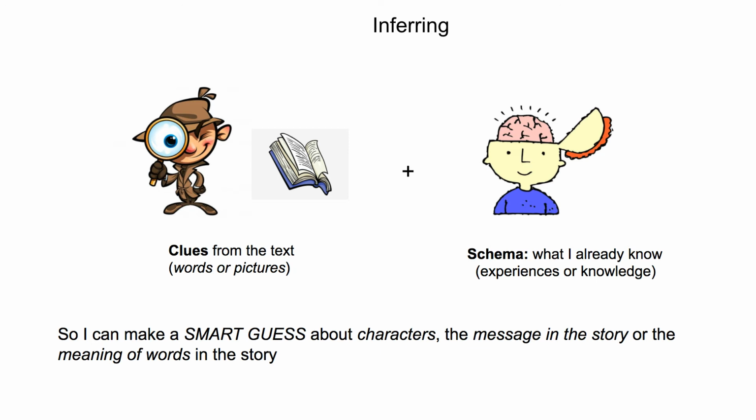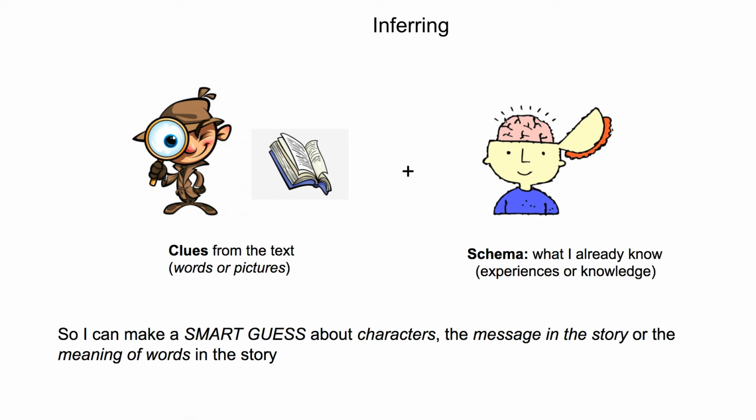When you read a story, the author doesn't tell you everything there is to know about characters, the message in the story, or the meaning of words. Sometimes you have to figure that out all by yourself. Inferring is kind of like making a smart guess. How do you make a smart guess about the story?